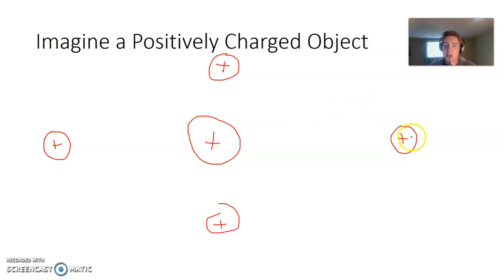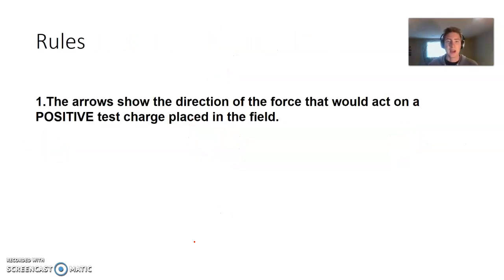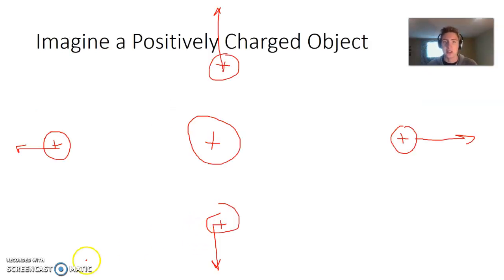And so for these ones, if we have two positives next to each other, this one would be pushed away, right? This one would be pushed away. This one would be pushed away, and then this one would be pushed away. And so that brings us to our first rule of electric fields: the arrow should be in the direction of the force that would act on a positive test charge. So you always imagine that these little tiny charges we're putting around our one big charge are positive.